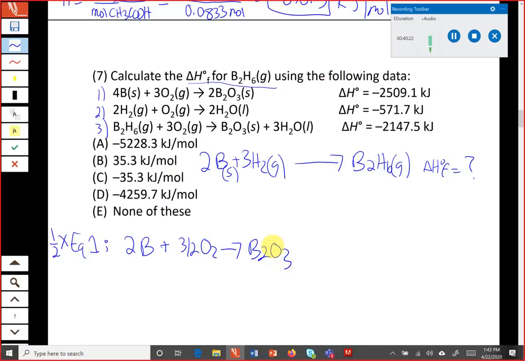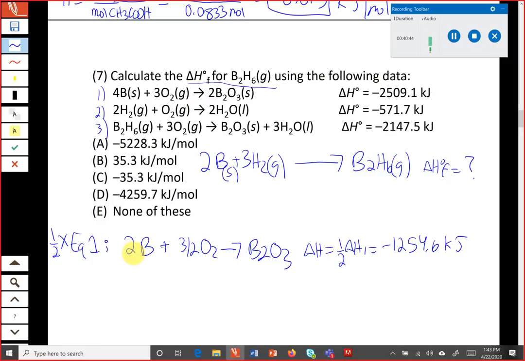So that's our first modified equation, and because we multiplied all the coefficients by 1/2, the delta H gets modified by the same factor, 1/2. So we're going to take this delta H and multiply it by 1/2, and we get something like minus 1254.6 kilojoules. So that's the modified delta H.